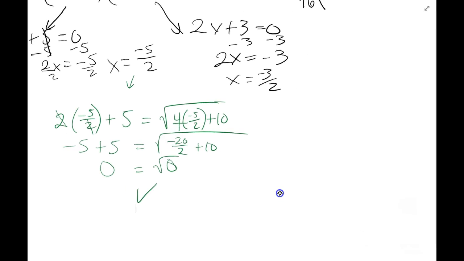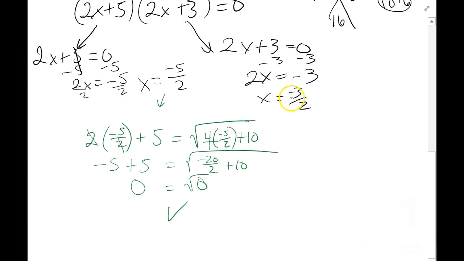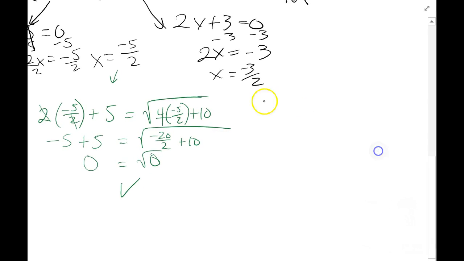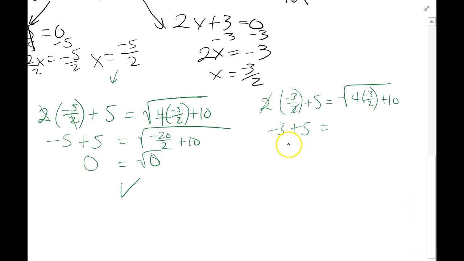Okay, now let's do the same thing with the negative 3 halves. Okay, so let's plug it in. So now 2 times negative 3 over 2 plus 5, and the square root of 4 times negative 3 over 2 plus 10. Okay, over here again, 2's cancel out, so I have negative 3 plus 5, which will equal positive 2.